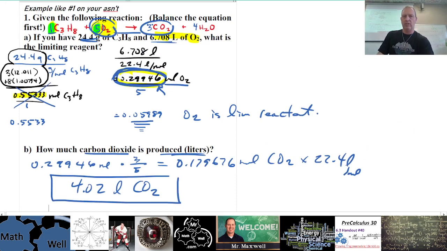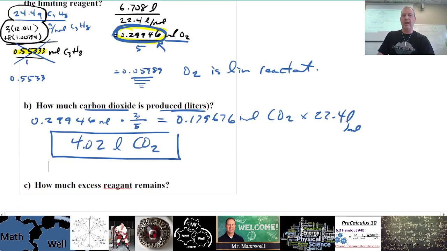And I would like to do C. Now C is possibly the trickier one of the three. A lot of your questions will be just dealing with these two aspects. Here's the third one though. You might get a question like this. How much excess reagent remains? It'd be nice if I spelled reagent correctly. Reagent. Reagent and reactant are the same thing.